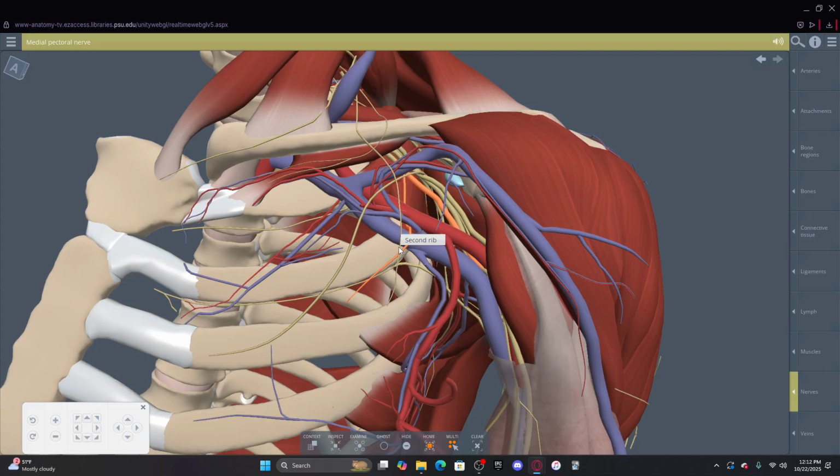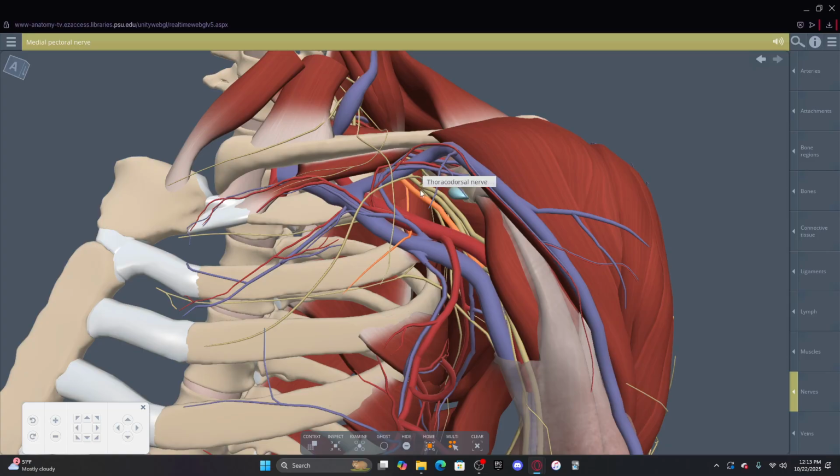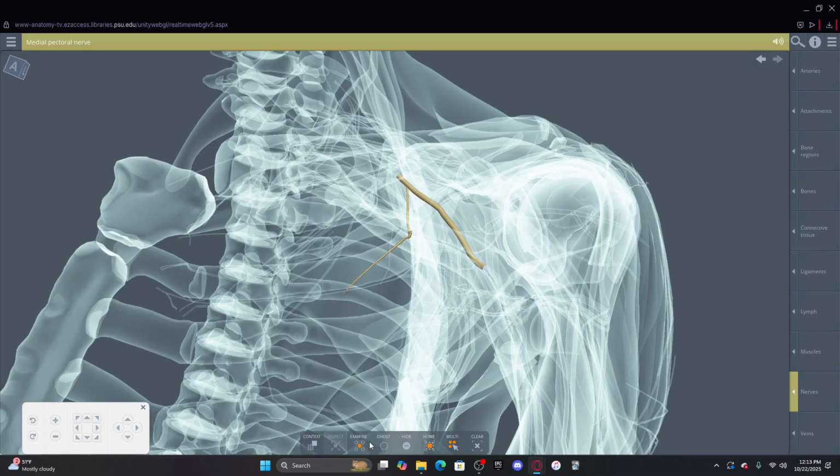Remember, the medial pectoral nerve is going to innervate pectoralis major, and it's going to innervate pectoralis minor. So pec major and pec minor are both innervated by the medial pectoral nerve coming off the medial cord of the brachial plexus. And then the lateral pectoral nerve is coming off the lateral cord.